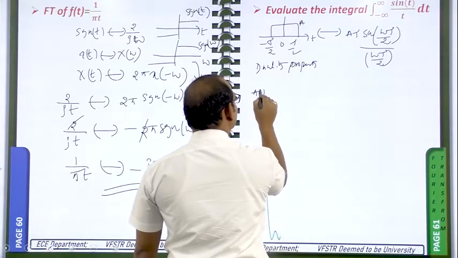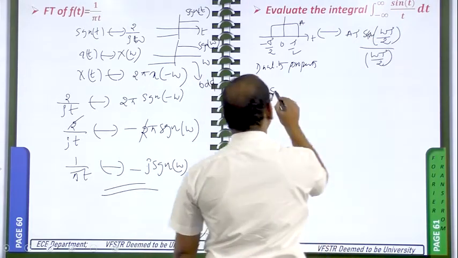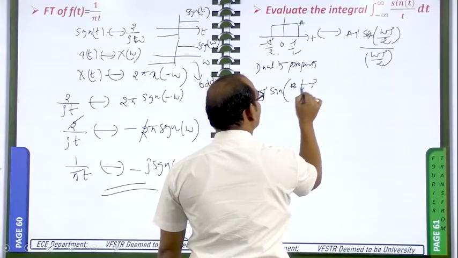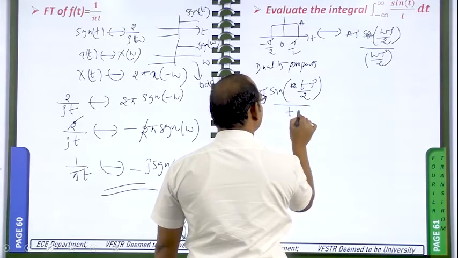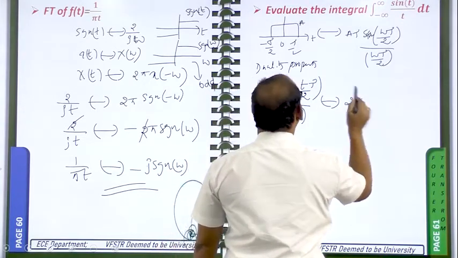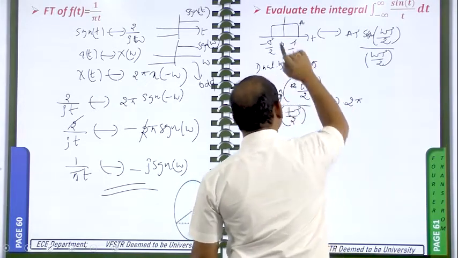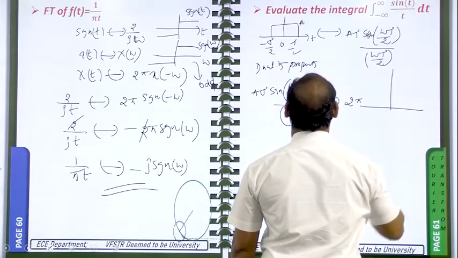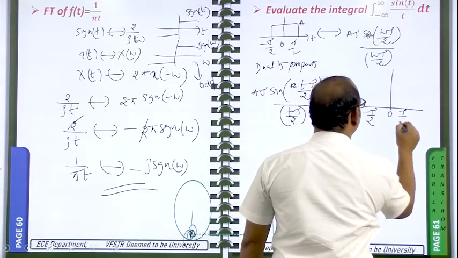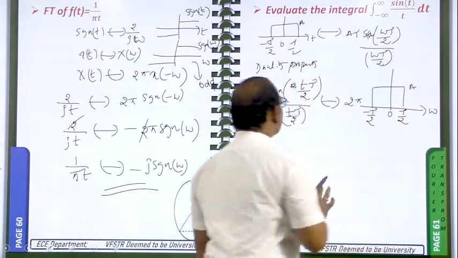So A tau, this is sine of omega, which should be replaced with t tau by 2, over t tau by 2, giving 2 pi times small x of omega. So this one will come here. Minus omega means it is already an even signal, so even if you rotate with respect to the y-axis, no change will be there. Minus tau by 2, this is tau by 2. Here omega is there, amplitude is A. In this way it will come.